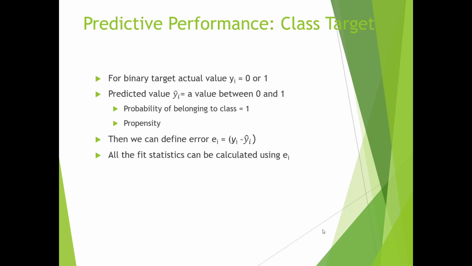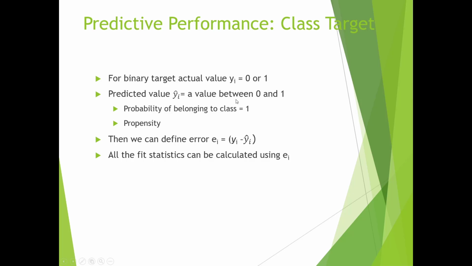When we run the model and come up with this y hat, a number between 0 and 1 that represents the probability that the class is equal to 1, we call that propensity. Propensity is nothing but the probability of a particular observation belonging to the class of interest.